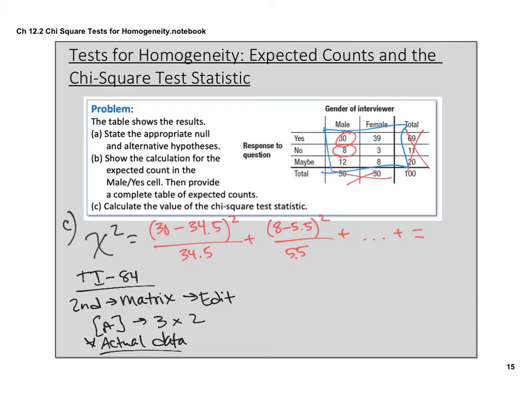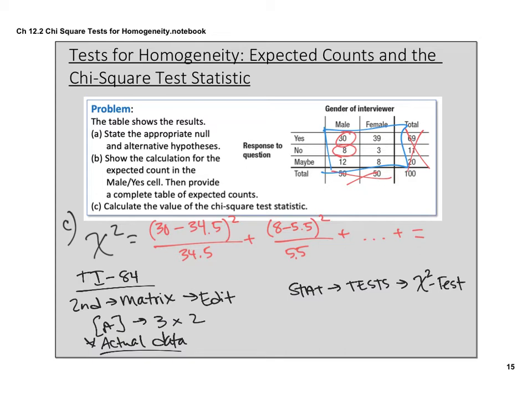Okay, so enter your actual data into your matrix. Now, next thing, you're going to go to stat, and you're going to arrow over to tests, and you're going to arrow down to, for me, it's option C, but it says chi-square test. It's not the GOF that we used the other day. It's not the goodness of fit test. It's the actual chi-square test.